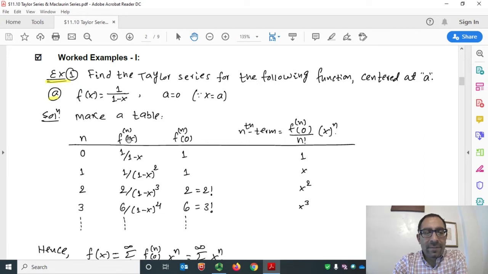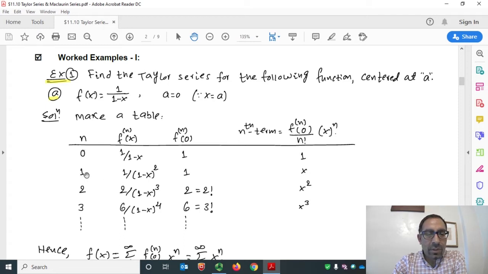Given the function f(x), we take the derivatives, evaluate each derivative at the center, the origin, and also compute the nth term. First, n equals 0 means the 0th derivative, the function itself evaluated at x equals 0, which turns out to be 1 over 1, which is 1. The nth term is 1 over 0 factorial. 0 factorial is 1, so 1 over 1 is 1. x to the power 0 is 1, so it's simply 1.